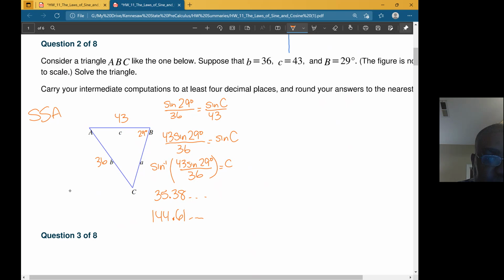Well, let's just say 35.6142, because they say to round the intermediate to 4 decimal places. So that would be 144.3857. So we have two cases. C can be either one of these and make this work.